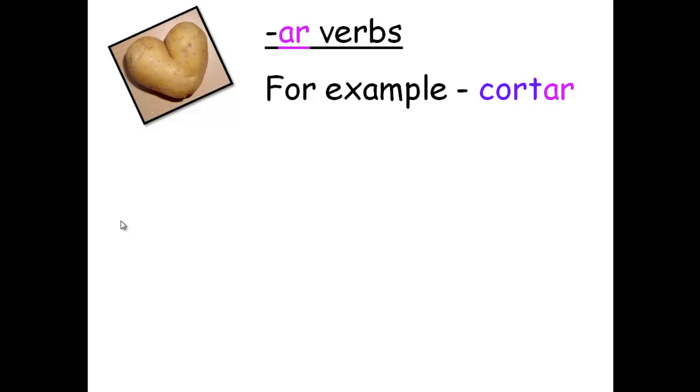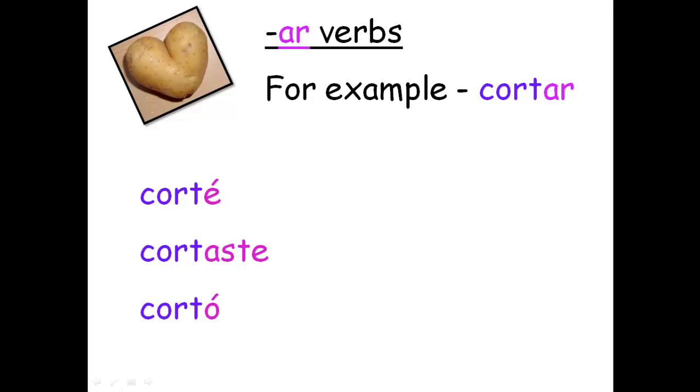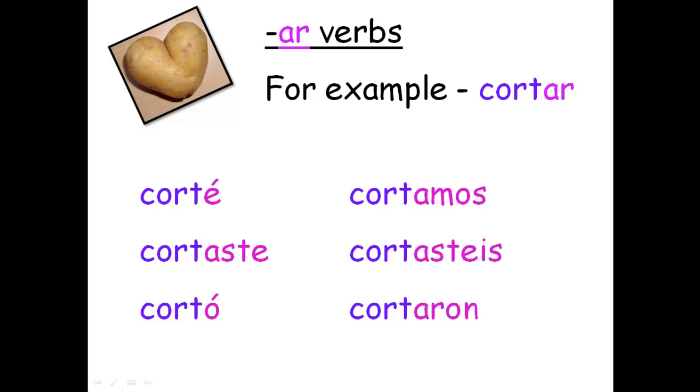For an AR verb, so we've taken our infinitive here, so our infinitive is cortar, which means to cut. We've got to remove the AR, which is here, so we're removing those two letters, and we are adding é for the yo form, aste for the tú form, ó for the he, she, or it form, amos for the we form, asteis for the you plural form, and aron for the they form.